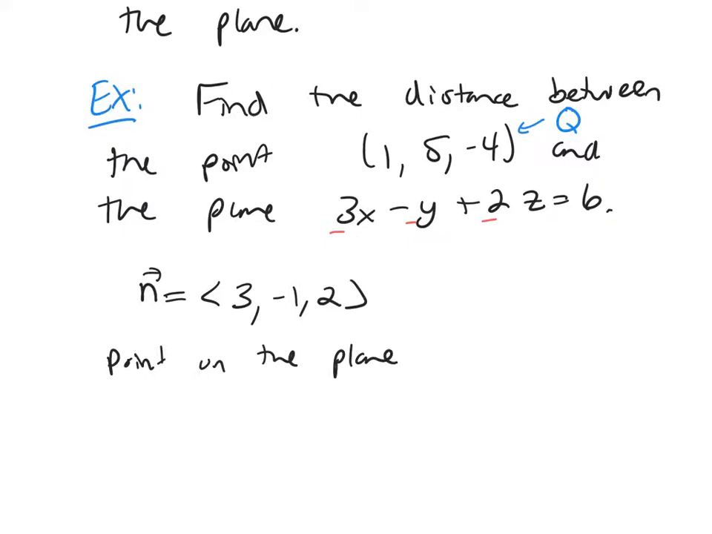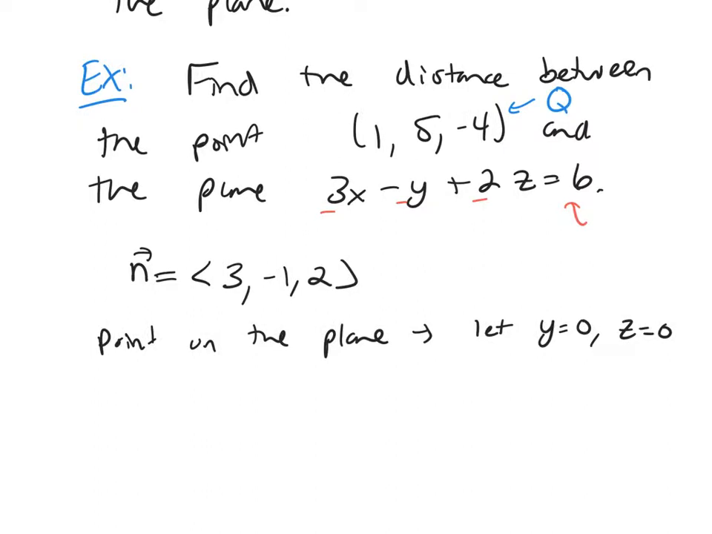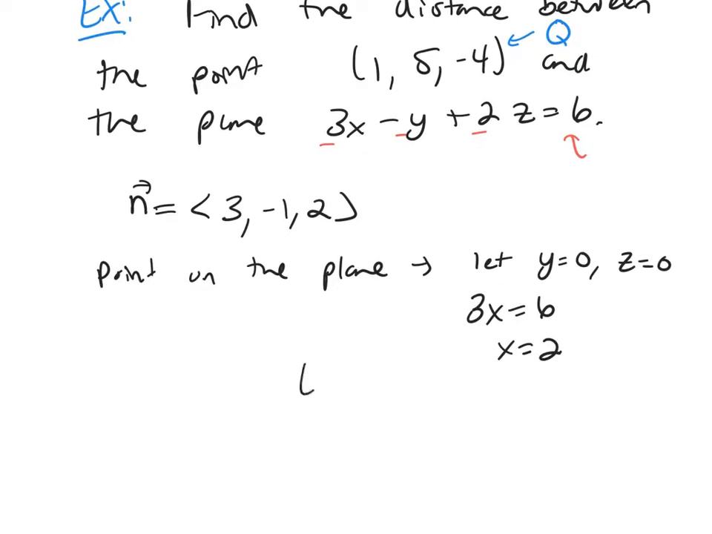So to find this point, what we're going to do is look at the equation of my plane, and I'm going to substitute in for my variables. Any point would work. So let's let y equal 0 and z equal 0. Let's plug that in there. If I plug that into my plane equation, I'll get 3x equals 6 and x is 2. So this point on the plane that I just found is the point (2, 0, 0). And this is what I'm going to call P.